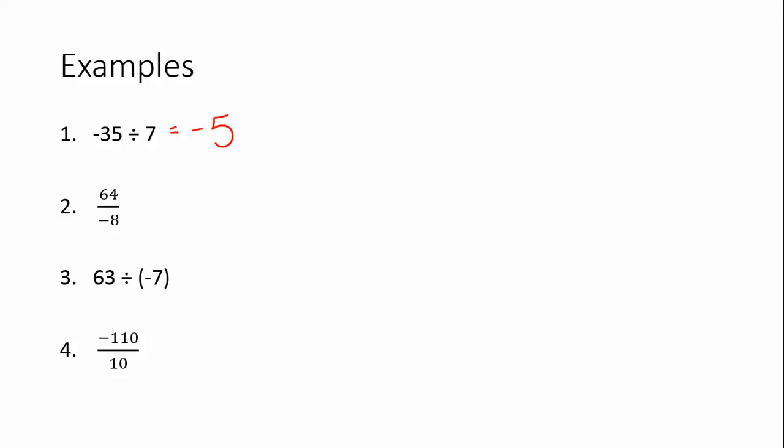We have 64 divided by negative 8. So again, that's positive divided by a negative, so we get negative 8. 63 divided by negative 7, so positive divided by a negative is a negative, negative 9. And negative 110 divided by 10. So negative divided by a positive, that's again going to be negative. And if you know your rules with the zeros, you could just knock a 0 off, and you would see the answer is 11.